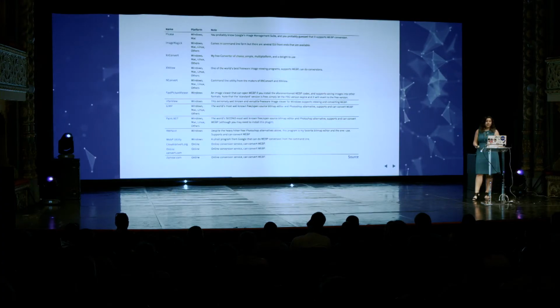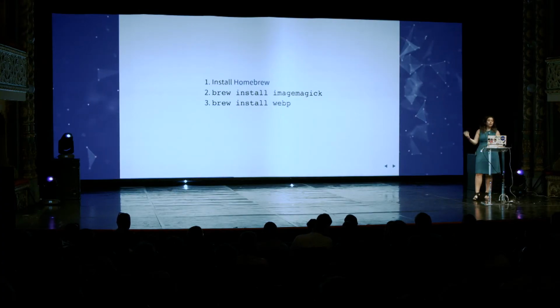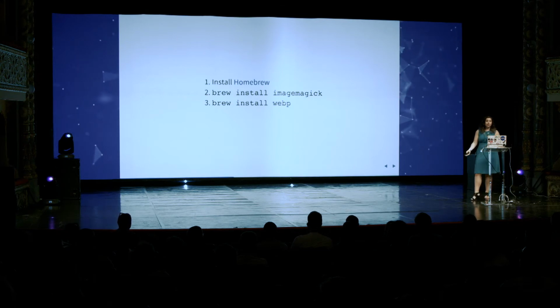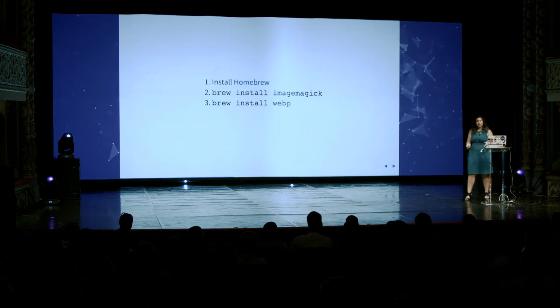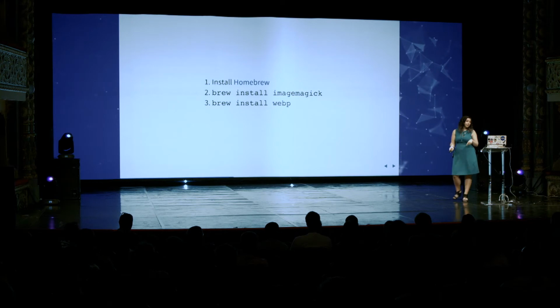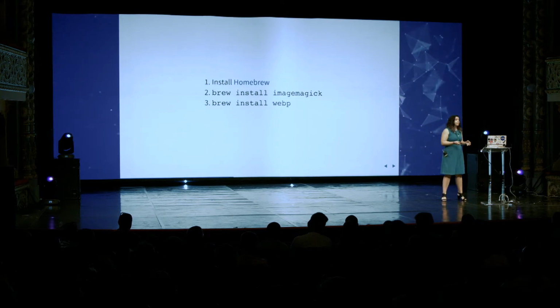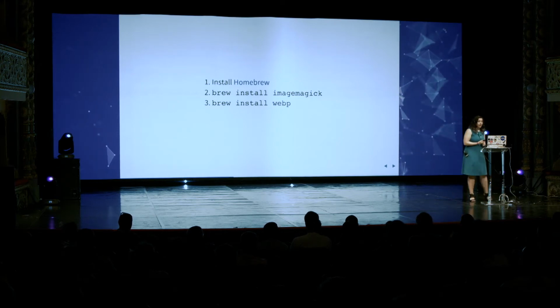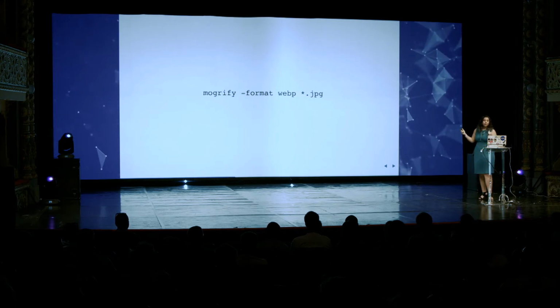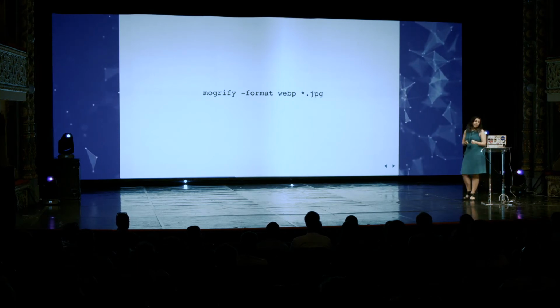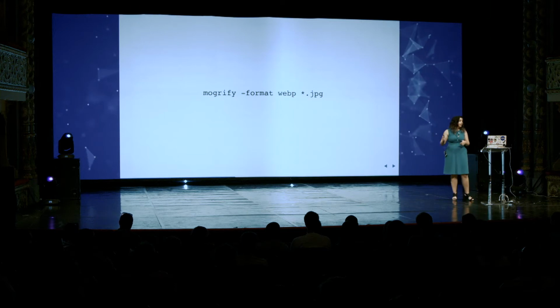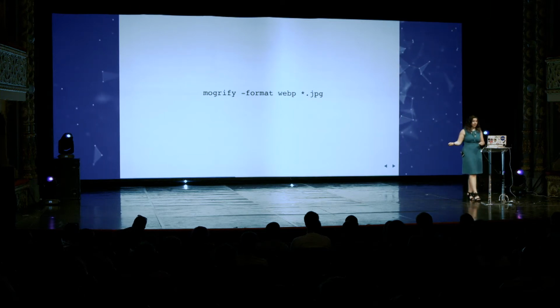I personally like the ImageMagick CLI because it's super fast. If you're on Mac, you can just install Homebrew and then brew install ImageMagick, brew install WebP, and get it going. On Windows, you can install a binary from imagemagick.org, and you can get all the items you need through that. And then in just one line of code, if you're in the folder where all your images are, you can just say mogrify -format webp from JPEG.